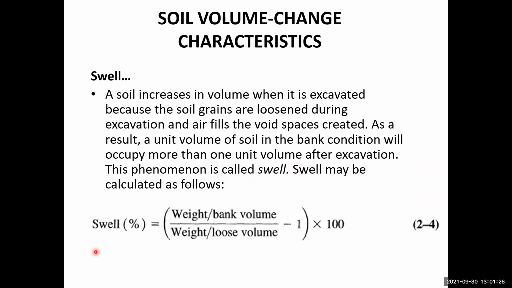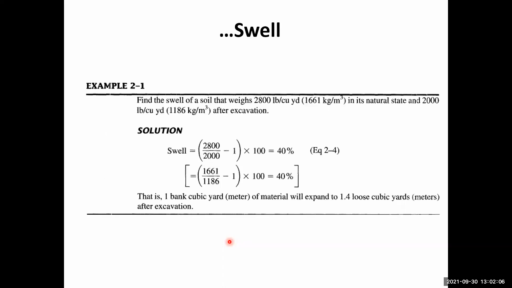So swell may be calculated as follows. Swell percentage is equal to the weight per bank volume divided by the weight per loose volume, then minus 1, and then multiplied by 100. So this is the percentage of the swell. That means how much swell has taken place, that means by what percentage the volume has increased. Okay. So if we take the same weight in both situations, the volumes will be different. So using this, we can find the percentage of the swell in the soil. Okay, so this is the example for the swell.